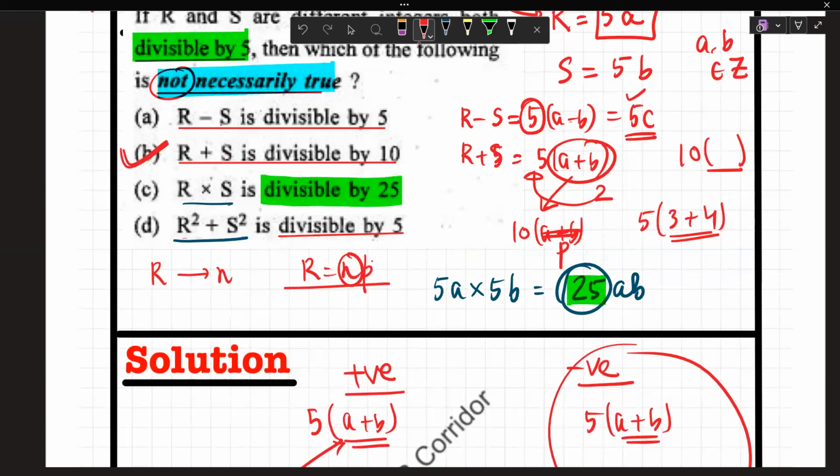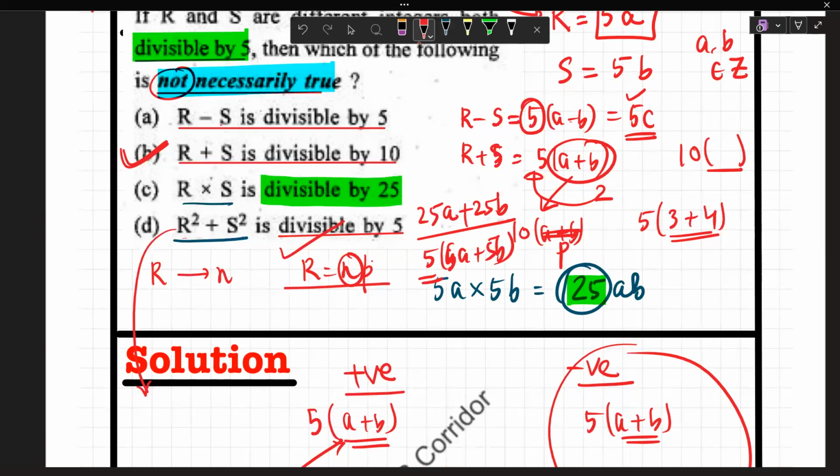If you get inherently a value 5 as a factor, then it will be correct. Now what is r square? 25a. What is b? S square? 25b. Are you getting a 5 as a factor? Yes. This will be 5a plus 5b. So you got 5 as a factor. So this will be correct.